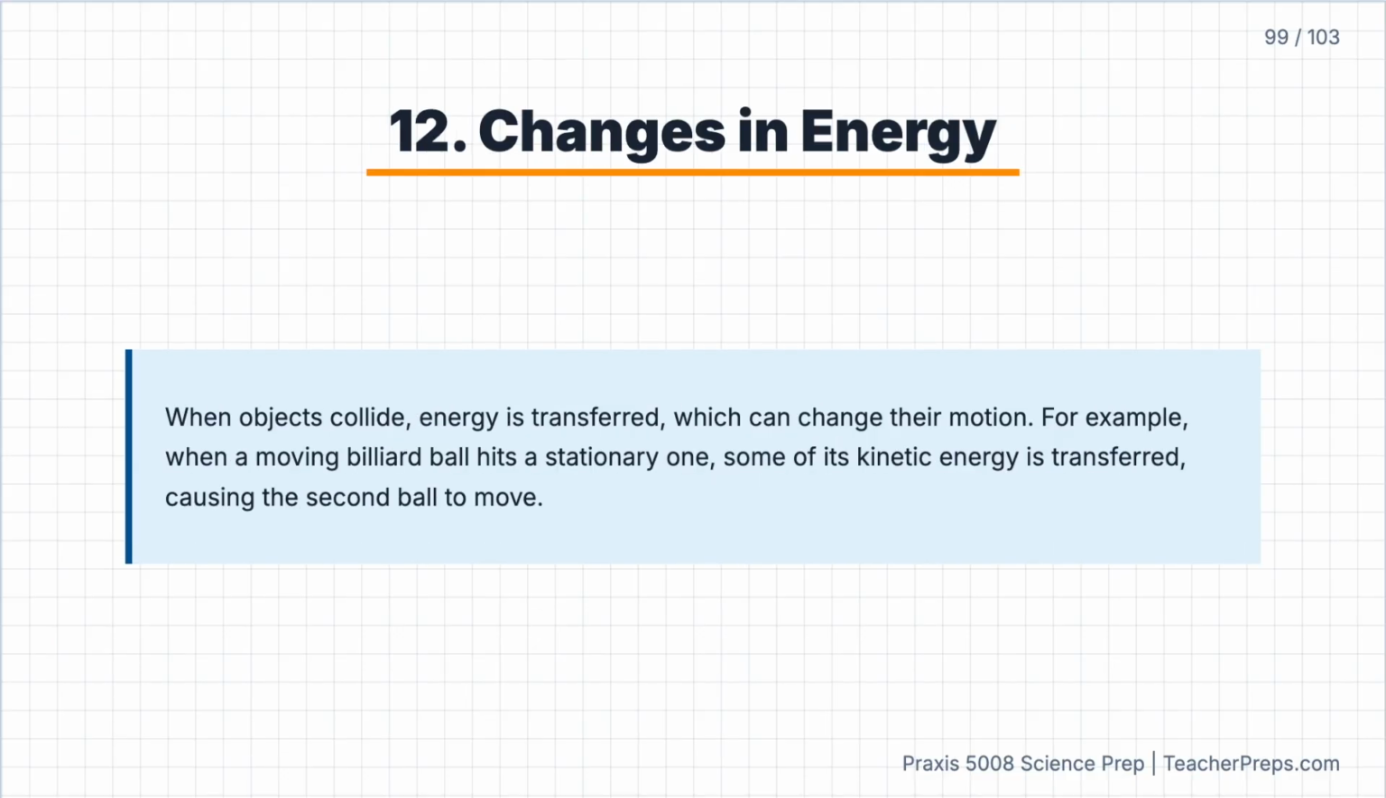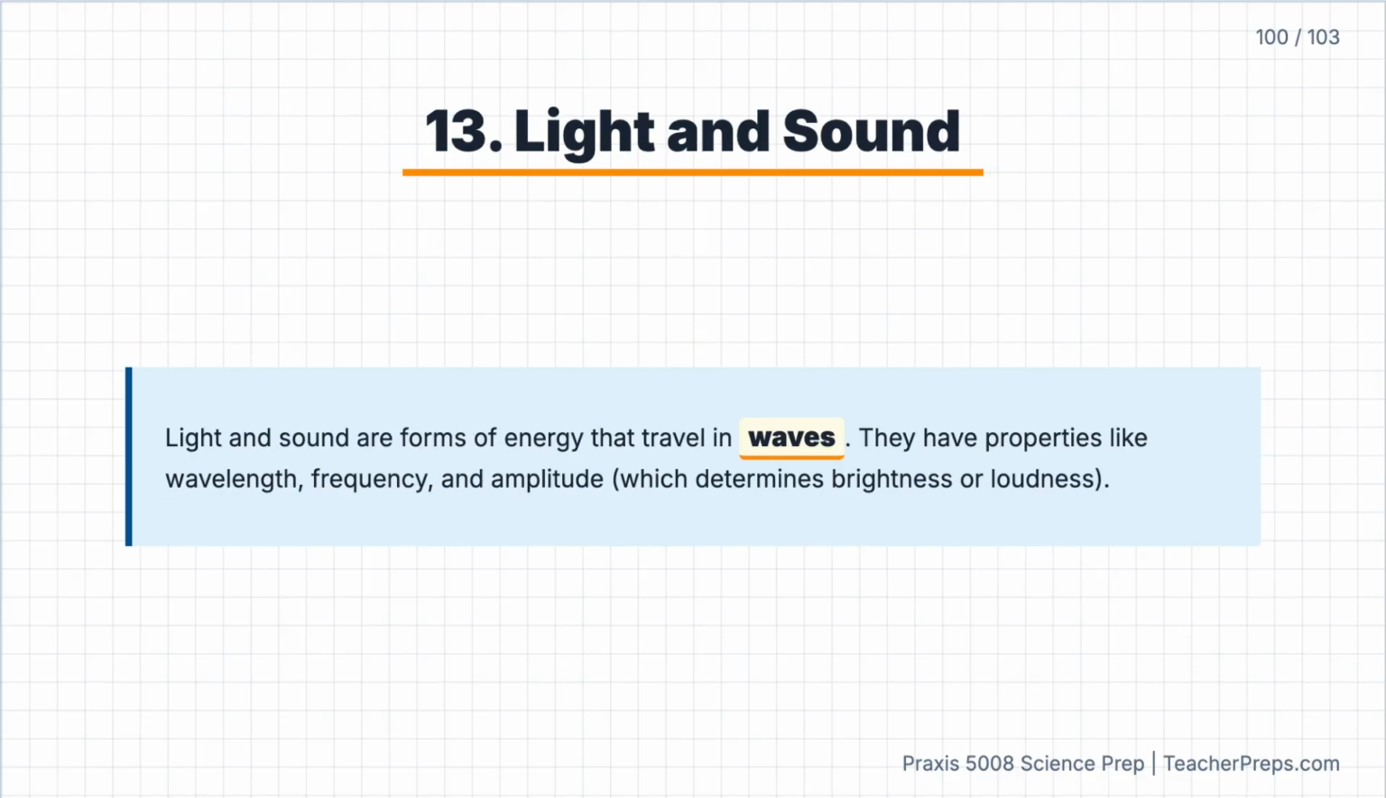Next up, let's talk about the changes in energy. Collisions are all about energy transfer. The energy from a moving object is passed to the object that it hits, often causing a change in motion for both.